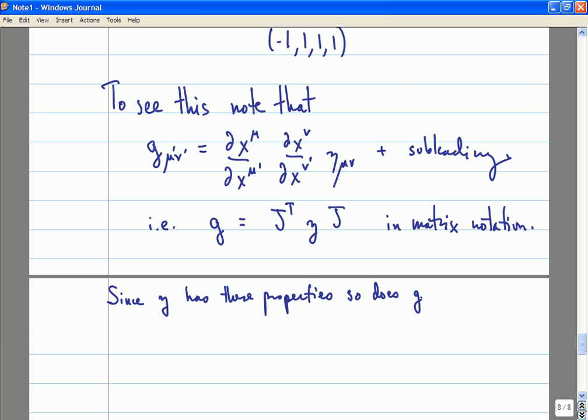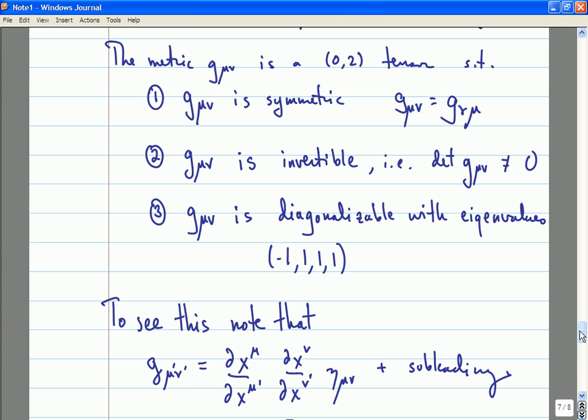Another way of saying that is that these properties 1, 2, and 3 here are coordinate invariant statements. In the sense that if you have a tensor which is symmetric in one coordinate system, it's symmetric in all coordinate systems. Likewise, if a tensor is invertible in one coordinate system, it's invertible in all coordinate systems, and so on and so forth.